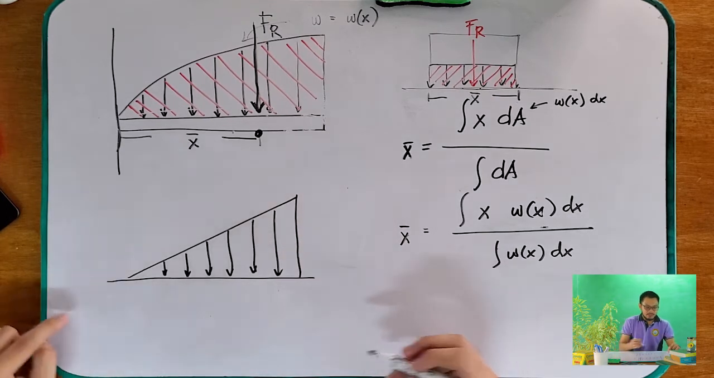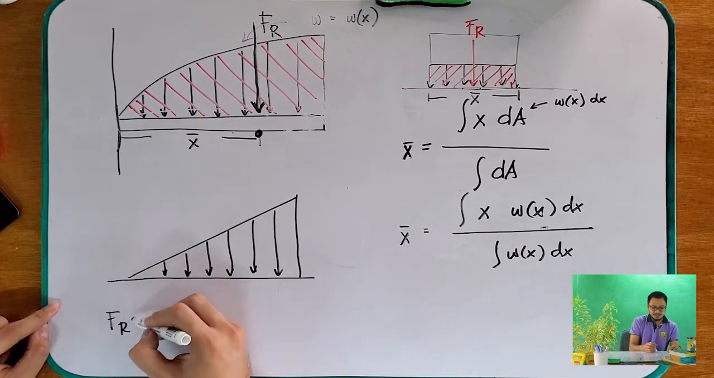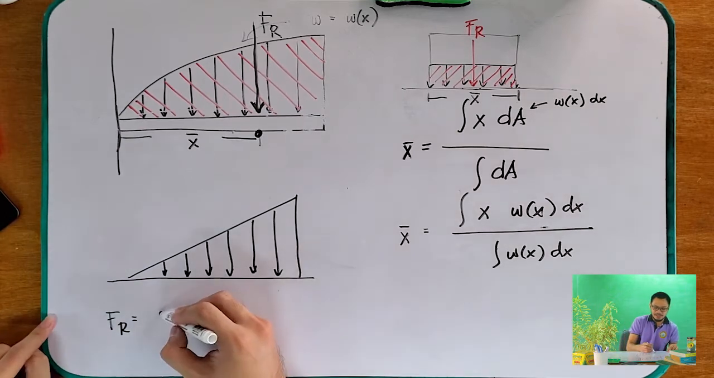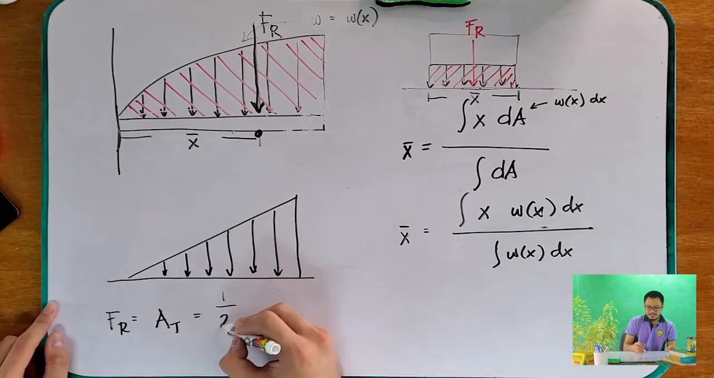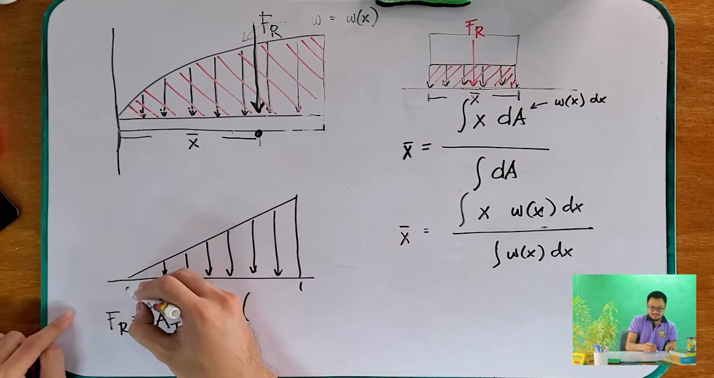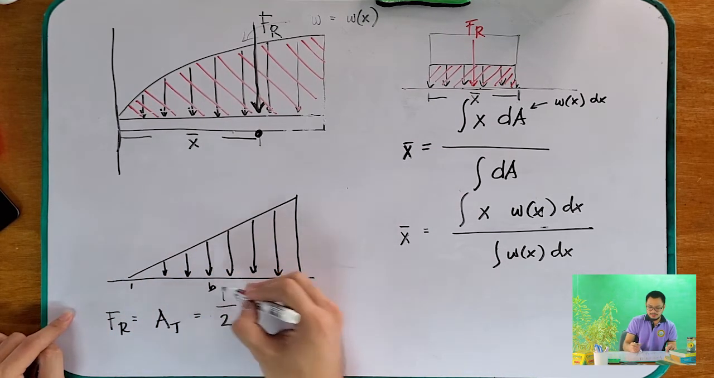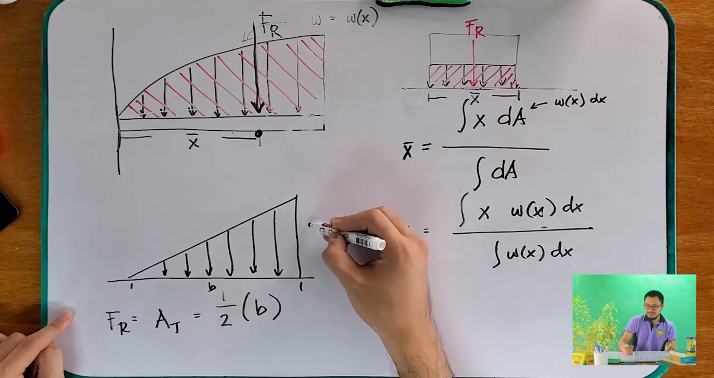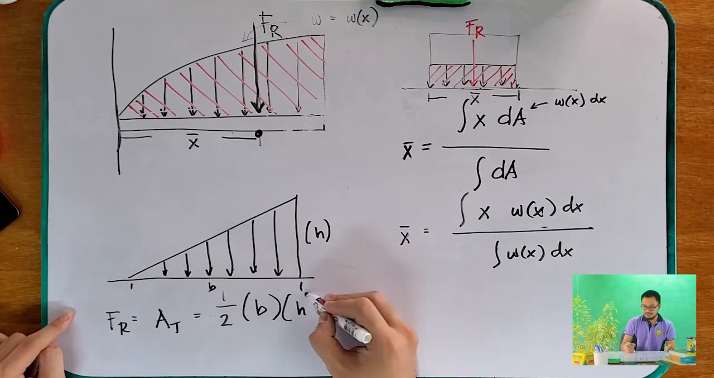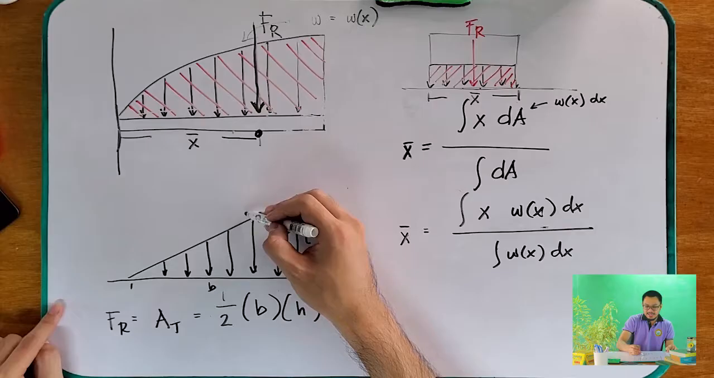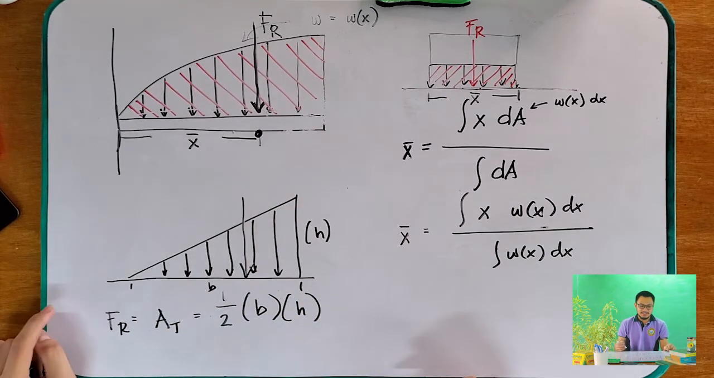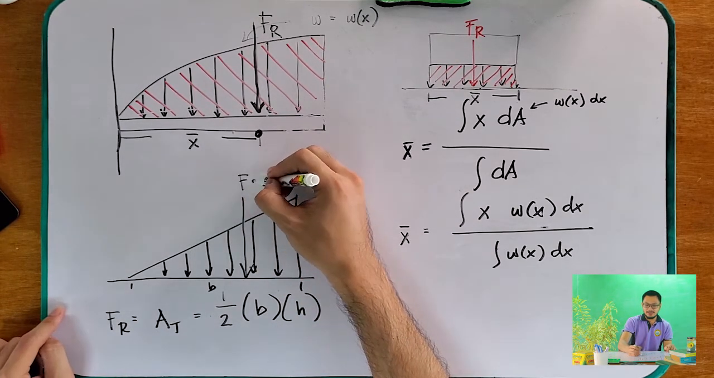How will you get the FR of this one? Right? The FR is equal to the area of the triangle. So, therefore, all we have to do is 1/2 base. Let's say this is your base B, and this is your height, 1/2 BH. So, base times height over 2. That is our resultant force for the triangle. And then, the question is, where does it act? Where does our FR act?